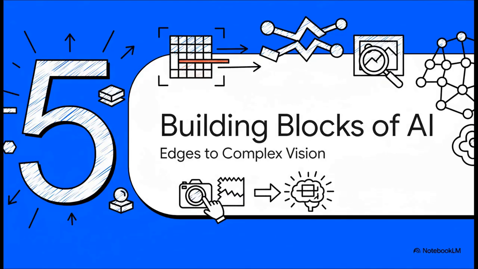So why are we spending all this time on one little math trick? Because this simple process, this thing called convolution, it's not just a trick. It's one of the absolute core, fundamental building blocks of all modern computer vision and artificial intelligence.